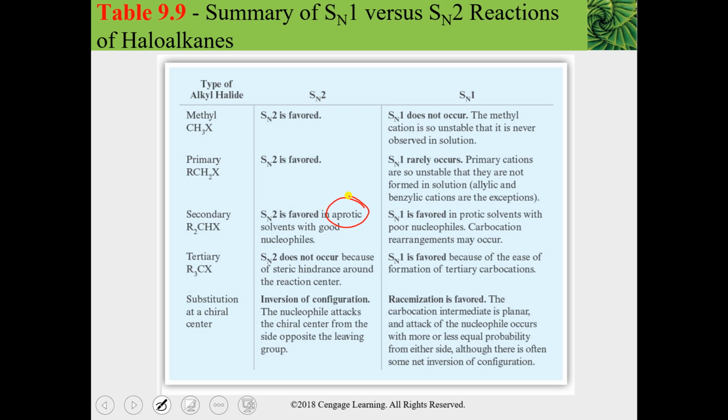Substitution at chiral center, you get inversion of configuration. So what does that mean? If you had a wedge, you're going to go to a dashed.